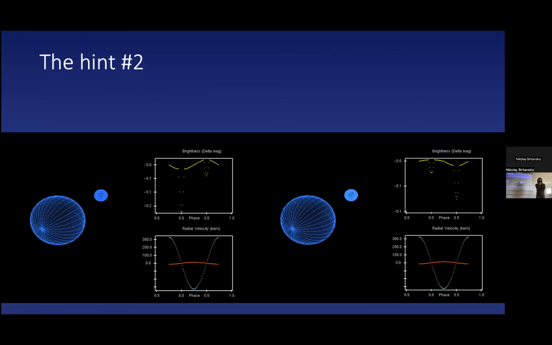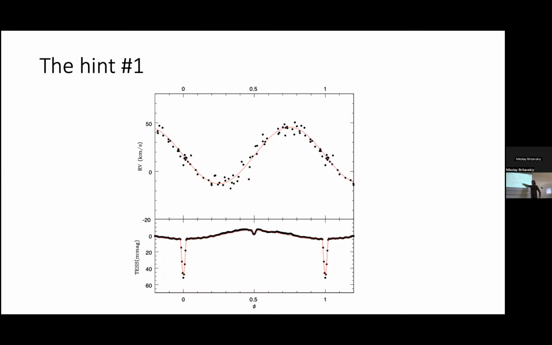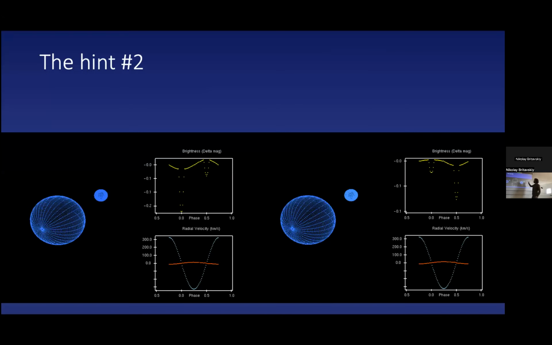Very good. And what does it mean? Why can it happen? That's actually a very important thing, because at the beginning we also thought, yes, reflection effect. So we have some really hot, extremely hot companion which reflects onto the primary. But what's the difference here?